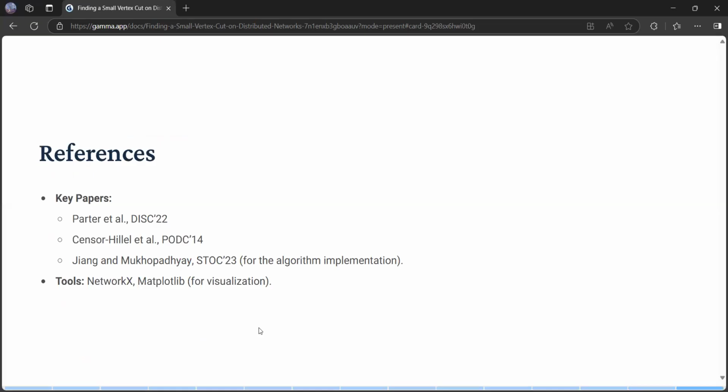These are the references. Parter and Censor-Hillel are the papers which hold the previous vertex cut approaches that we have. Our paper is the one that was presented in STOC 23. And we have used the libraries NetworkX and Matplotlib to implement our code.